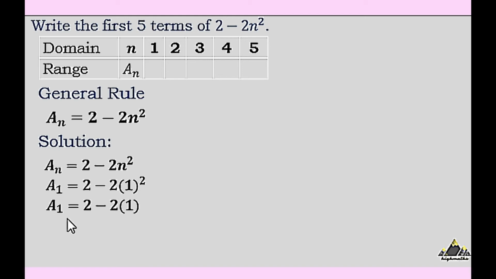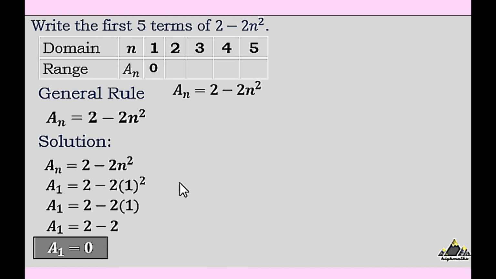So we have a sub 1 equals 2 minus 2 times 1. Next, we solve first our 2 times 1 here. We obtain 2. And lastly, 2 minus 2, we have 0. So, our first term is 0.